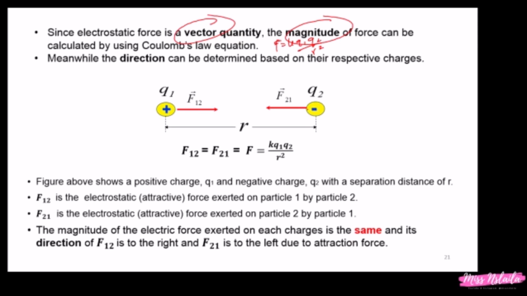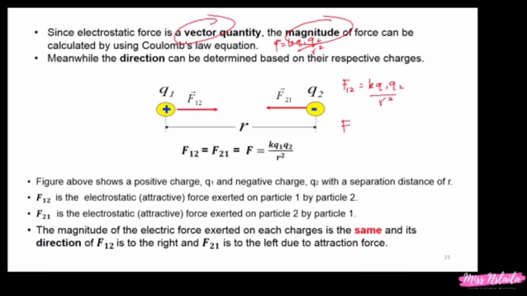On Q2, we have F21, or we can say the force exerted on charge Q2 due to charge Q1. The direction is to the left because it is an attractive force. Based on this diagram, you can find F12 equal to K Q1 Q2 over R square.